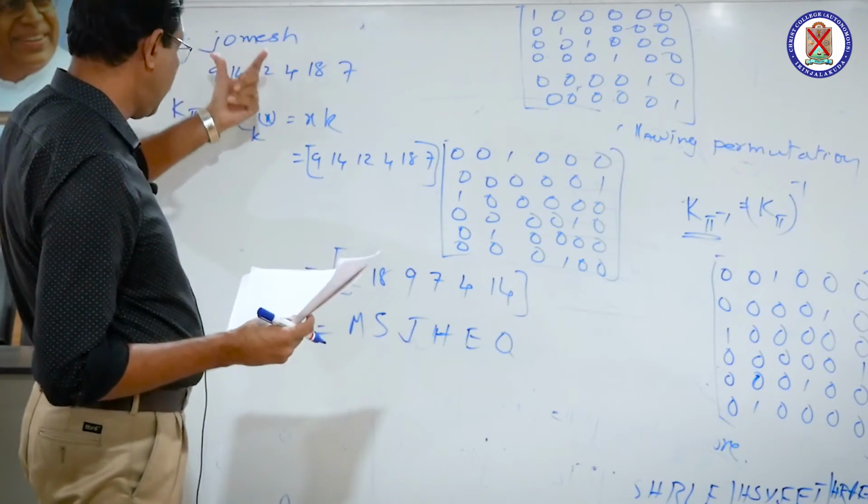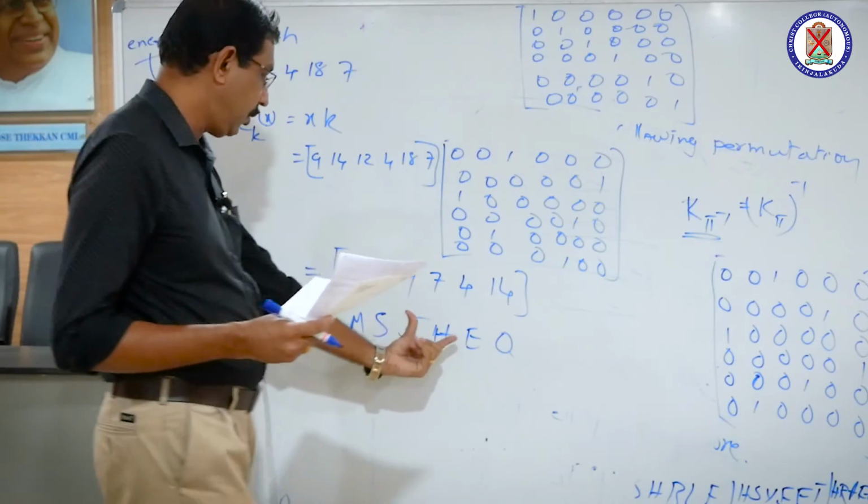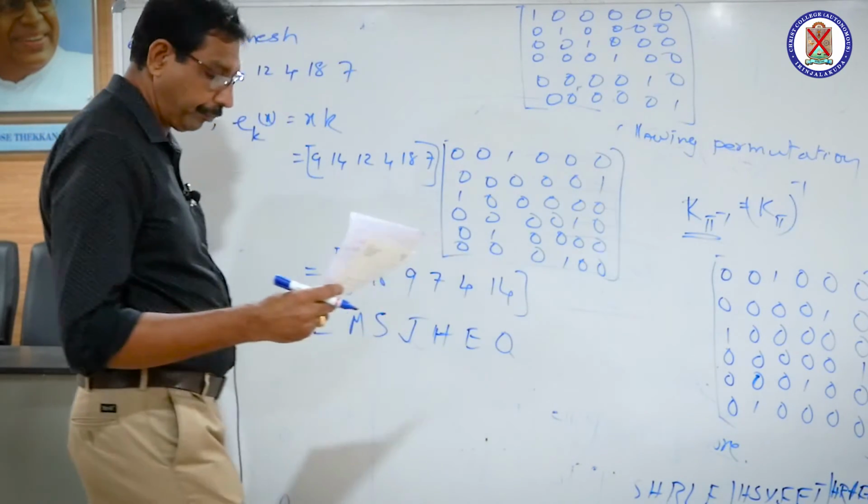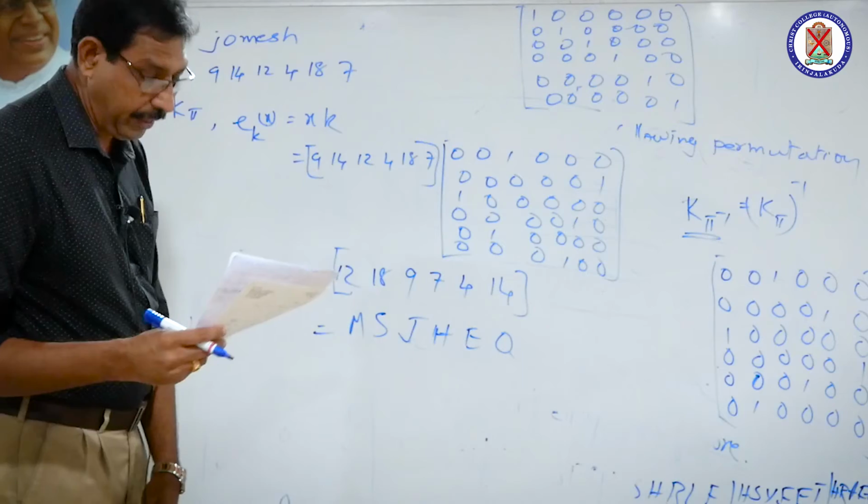This is the plain text, and MSJHEU is the ciphertext.